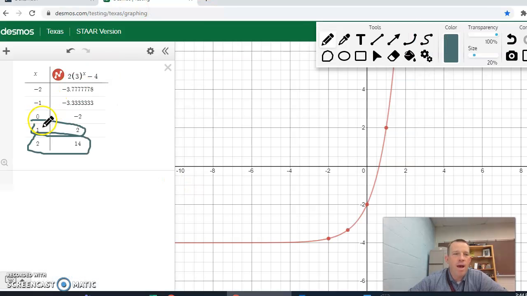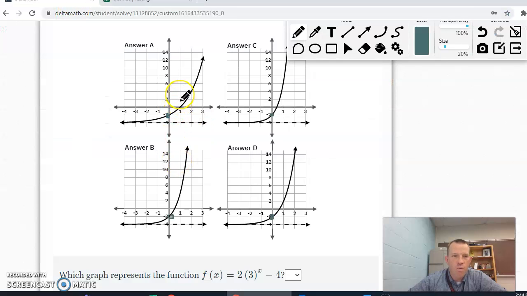And again, if we go back, 1 is supposed to have a value of 2. So we see here that 1 does not have a value of 2 on answer A. The input of 1 does not have a value of 2 in answer C. And 1 has a value of 4 in answer B. And finally, 1, here is 1, 2 on answer D. So it's most likely answer D.